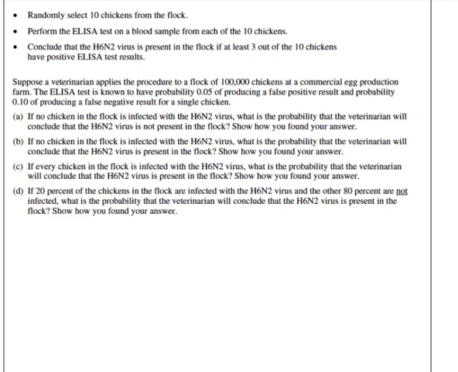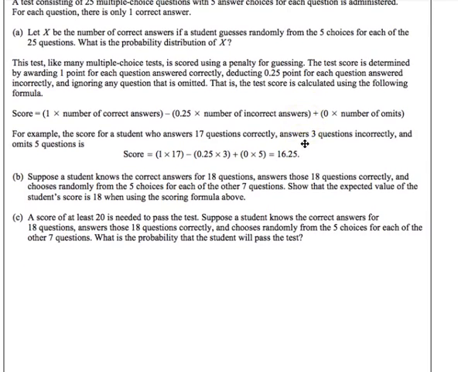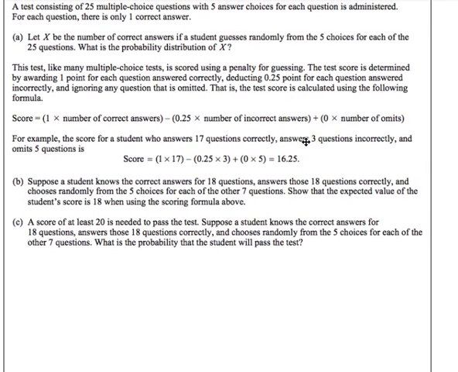All right, one more question, and then we will call it good for this video. So a test consisting of 25 multiple choice questions with 5 answer choices for each one is administered. For each question, there's only one right answer. Let X be the number of correct answers if a student randomly guesses from the 5 choices for each of 25 questions. What is the probability distribution of X?